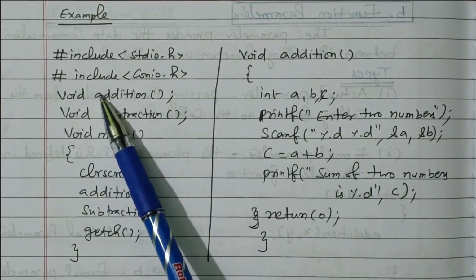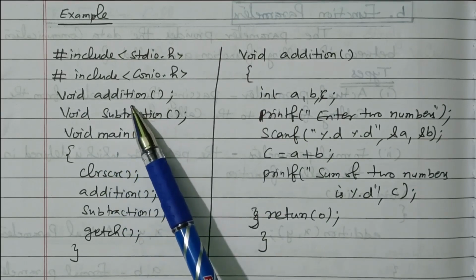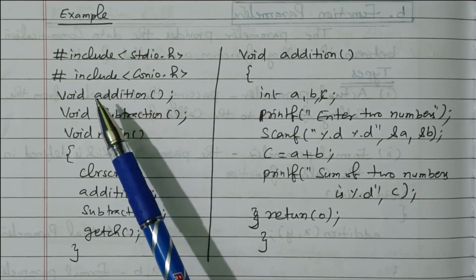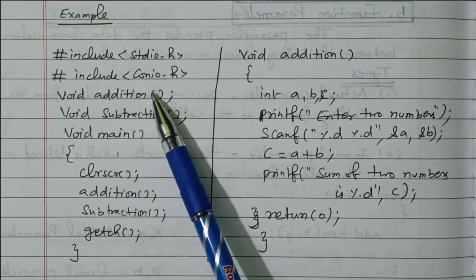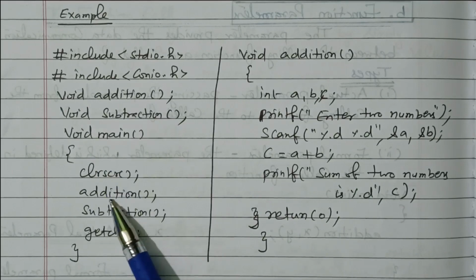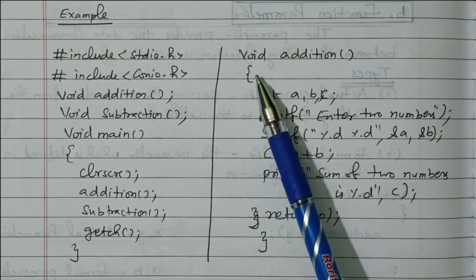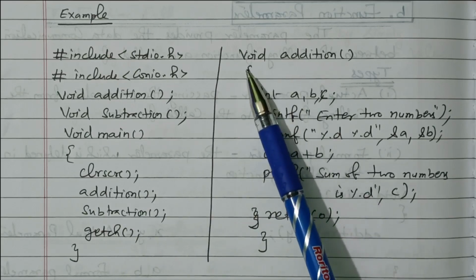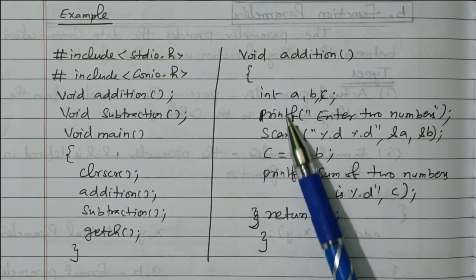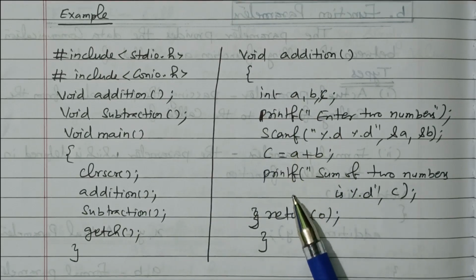Right? So this is function declaration. That is, we are declaring the function. What is the name? What is the return type? What is the argument? This is called declaration. Here we are calling this function. While calling the function, the control will go to the function definition. Right? Here void addition, open the brace. This is the function definition.